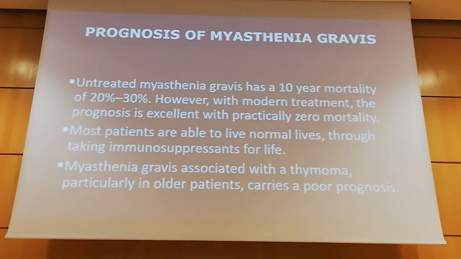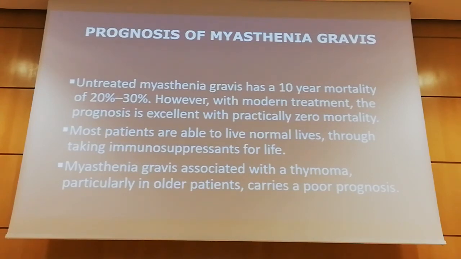Prognosis of myasthenia gravis: untreated, it could be deadly. But this is highly unlikely now. In the West, it does not happen at all. Modern treatment has a prognosis with practically zero mortality. So most patients live a normal life. That is with treatment.